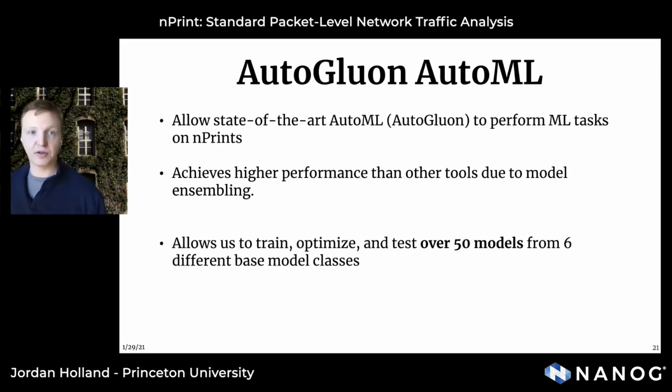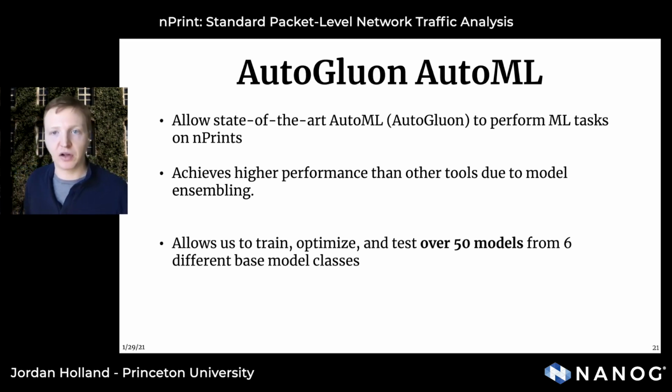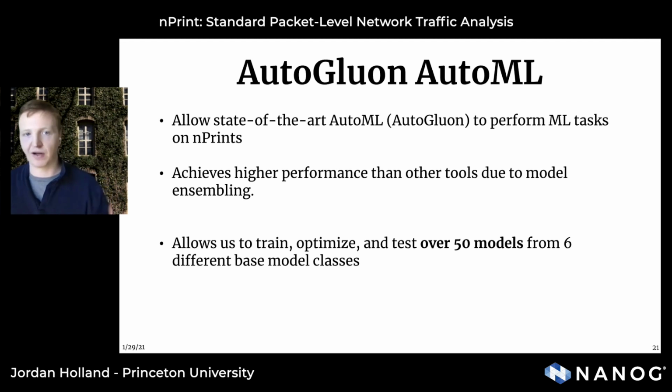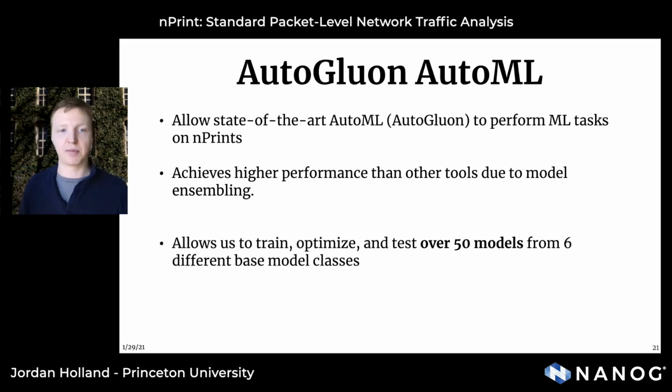Specifically, we're going to use AutoGluon AutoML. AutoGluon allows us to basically take a CSV file and run optimized machine learning tests without writing any code. It's built by Amazon, and it's been shown to achieve higher performance than other models due to ensembling models, or basically just combining different models to mask each other's weaknesses. This allows us to train and test over 50 models from 6 different base model classes for every single problem we test, without actually writing any code.